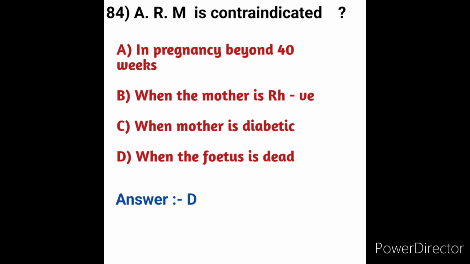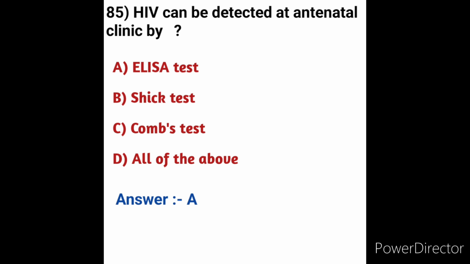Next, move on to question number 85. HIV can be detected at antenatal clinic by, we will see the options here. Option A, ELISA test. Option B, Schick test. Option C, Combs test. And option D, all of the above. HIV can be detected in the antenatal period. The ELISA screening test is often performed for a pregnant woman in the antenatal period to prevent HIV transmission from the mother to baby during the pregnancy time, during the delivery time and the breastfeeding time also.